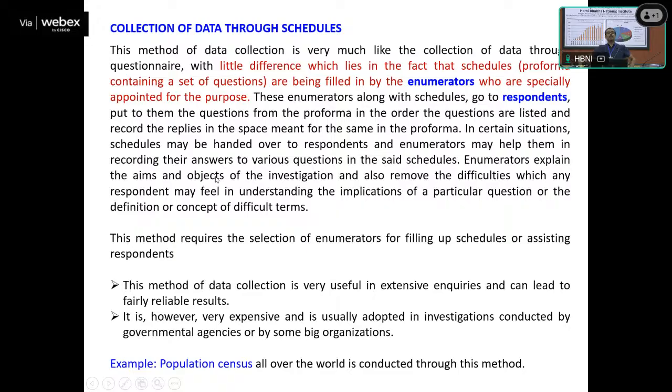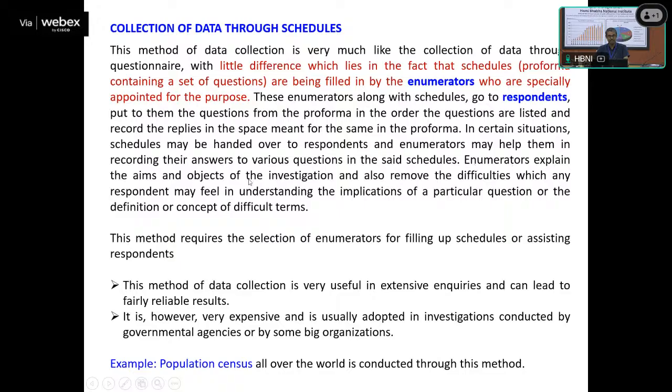So, in questionnaires, the researcher directly sends the questions to the respondent. Here, it is filled in by the enumerators, who are specially appointed for this purpose. So they act as a helping hand between the researcher and the respondent, so that you get proper replies, because the enumerators help in what way? In certain situations, schedules may be handed over to respondents and enumerators may help them in recording their answers to various questions in the said schedules.